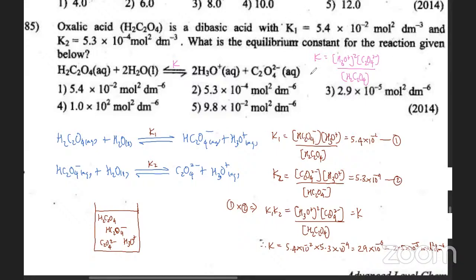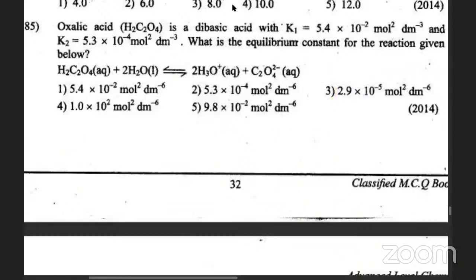Simple as that. This is a very simple question. You shouldn't have any issues with this. This is even, yeah, very easy, very easy. There's nothing about pH here. It's about writing the two steps and multiplying them.